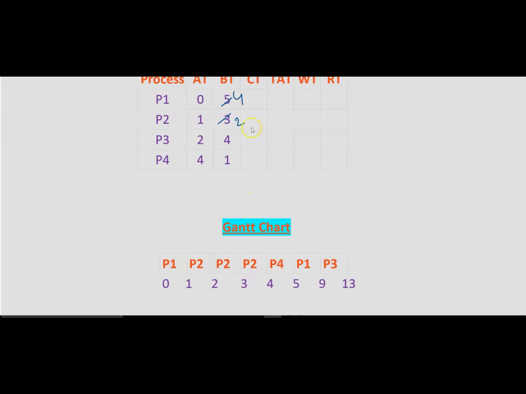So I was left with 2. So it means that up to 2 plus 2, sorry, 2 plus 2 is equal to 4. So I will make this 0 because we have done complete execution of this particular process. I'm crossing it also. Now I'm not going to see this P2 process again and again.